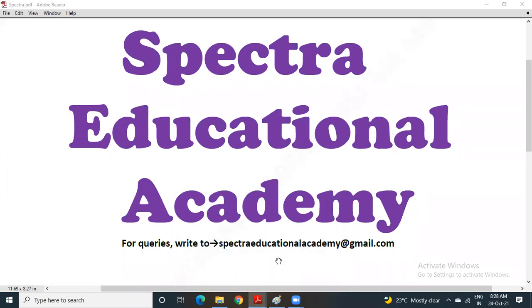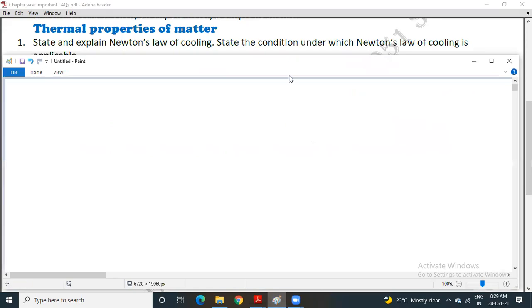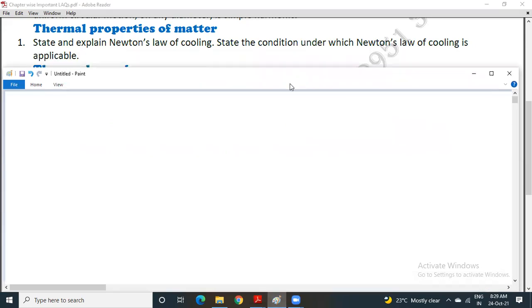In this video, I am going to continue with LAQs in both the chapters thermal properties of matter and thermodynamics. Let us first take up thermal properties of matter. The question is, state and explain Newton's law of cooling. State the conditions under which Newton's law of cooling is applicable. So first let us write the statement.